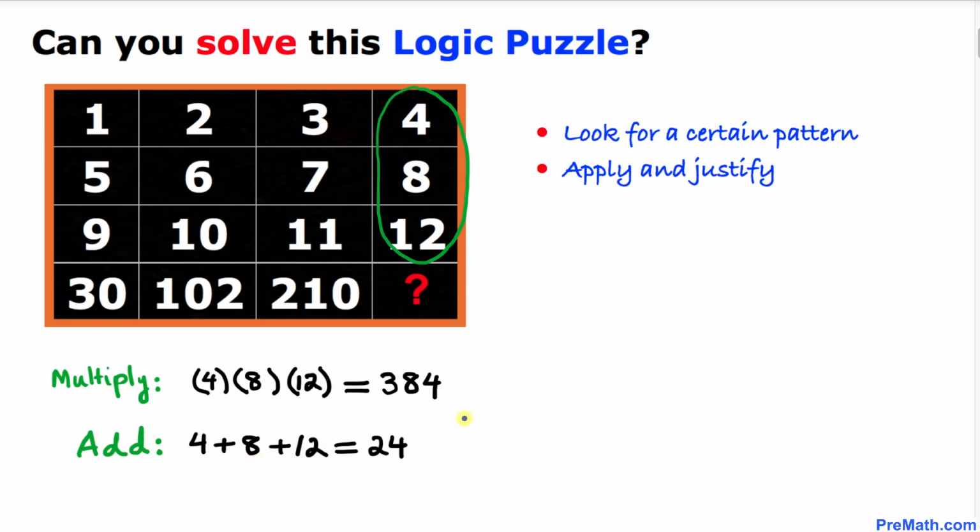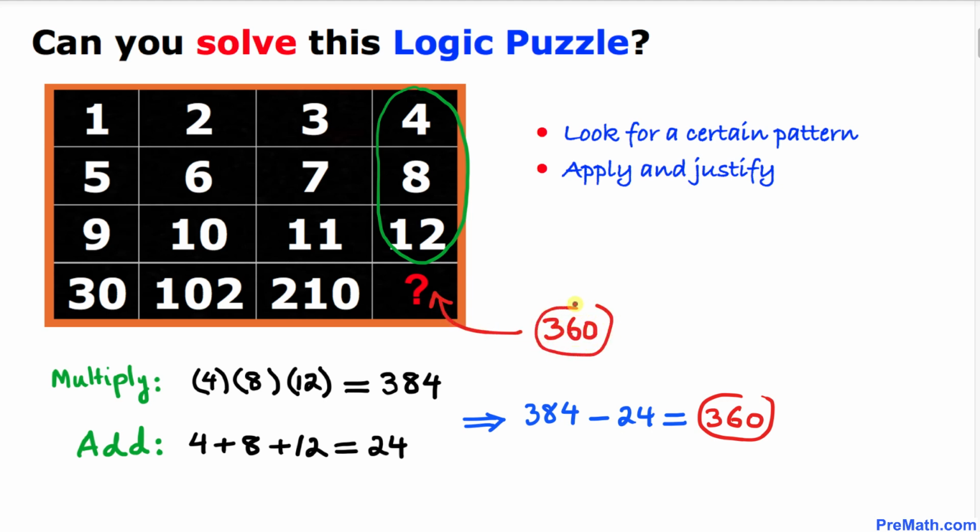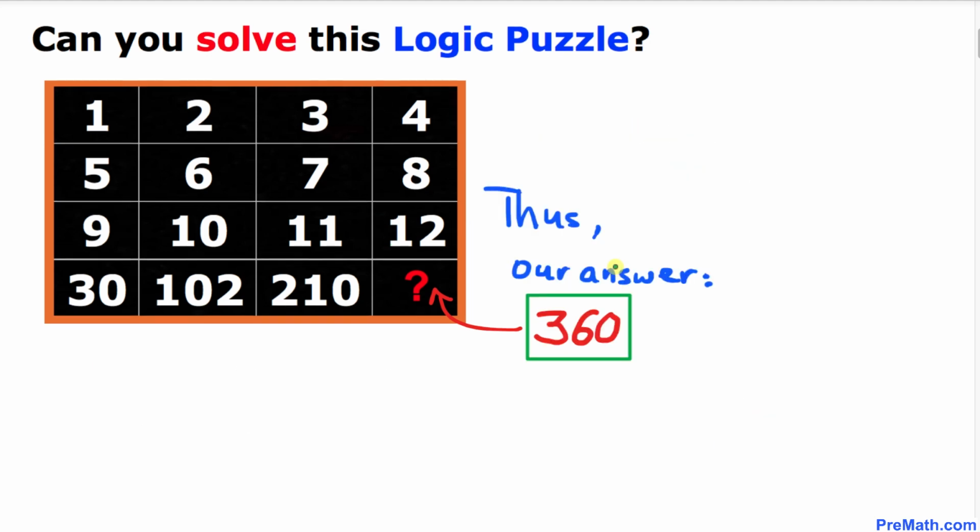Now let's do the same thing once again. We are going to subtract: 384 minus 24, and that is going to give us 360. So that means the number at this place is supposed to be 360. Thus our answer to this puzzle turns out to be 360.